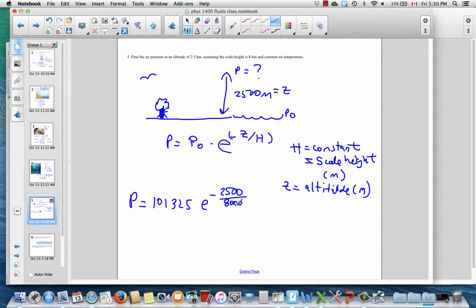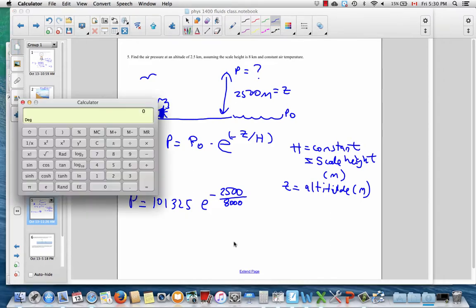So I've got to do 2,500 divided by 8,000, make it negative, and then do the e to the x. This is a terrible calculator, but I'll try showing you here. So it's 2,500 divided by 8,000. Then we're going to make it negative. And then I've just got to store that in memory. And then I'm going to do e to the memory recall power equals. Your calculator has a much better way of doing that. But I'm going to multiply by 101,325 to get the answer. 74,131 pascals.